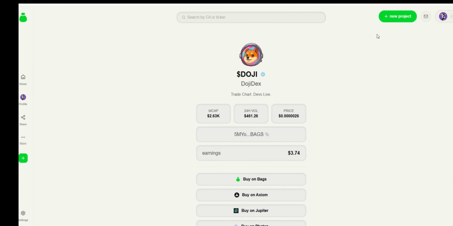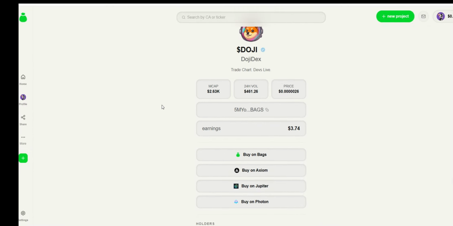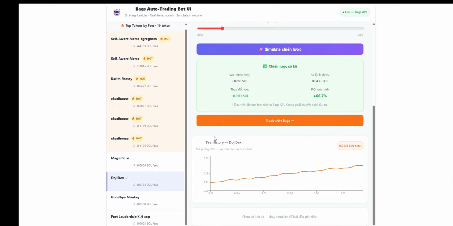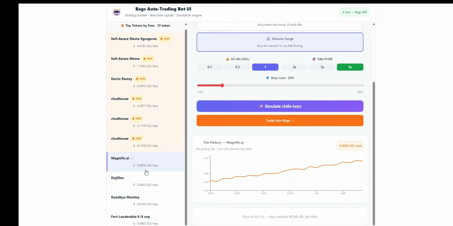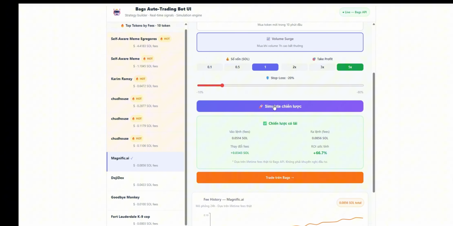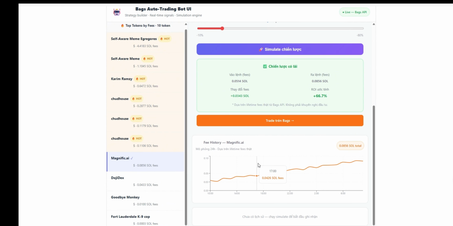One of the most powerful features of Bags is the simulation tool. Before you risk any real funds, you can click on Simulate Chain Usage to test your strategy. What the system does here is analyze historical data and simulate how your setup would have performed under similar conditions. Within seconds, you'll get projected results, including estimated profit, ROI, and other key metrics. This gives you a clear, data-backed view of what to expect instead of going in blind.